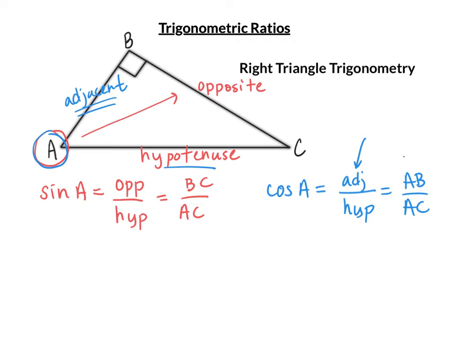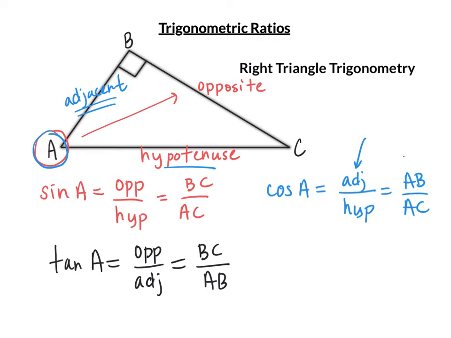The last one is tangent. The tangent of angle A is opposite over adjacent. And opposite is BC, and adjacent is AB. Remember, the adjacent is the side next to the angle that is not the hypotenuse.